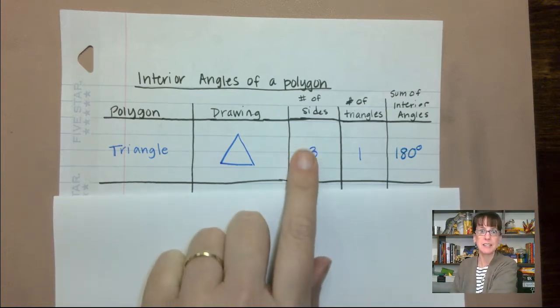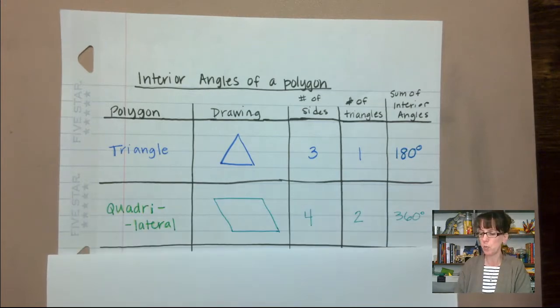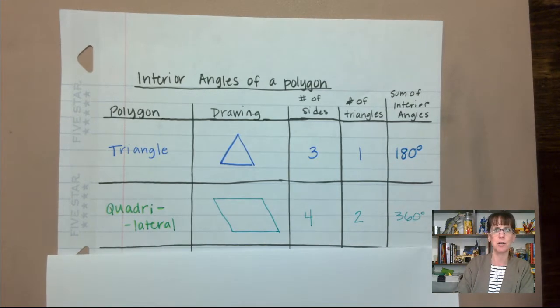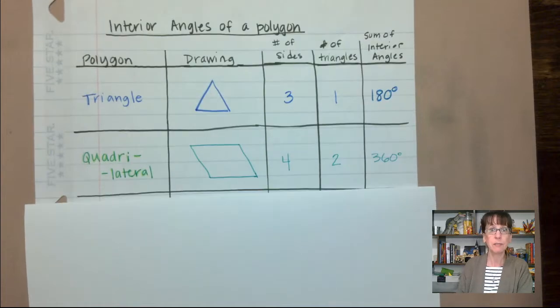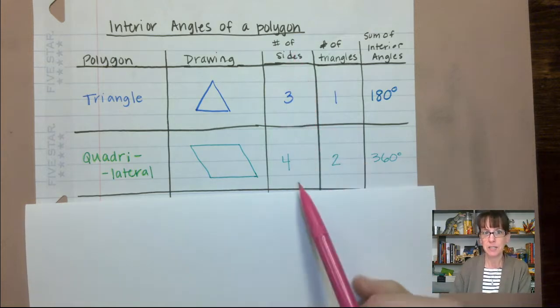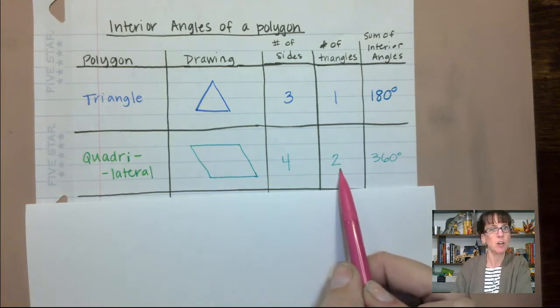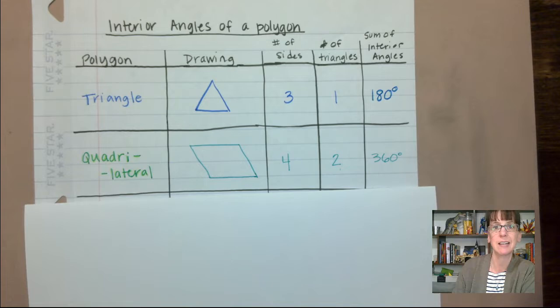Our next figure is a 4-sided figure, and we call those quadrilaterals. There are different types of quadrilaterals, and we'll dive a little deeper into those later on in this unit. However, right now I've just drawn a parallelogram here. It's just a 4-sided figure. That's all a quadrilateral is. So the number of sides here, we have 1, 2, 3, 4 sides. How many triangles are there? There are 2, and remember, every triangle has 180 degrees.